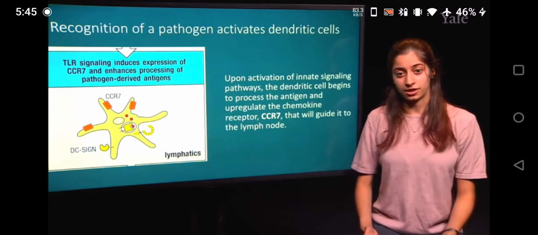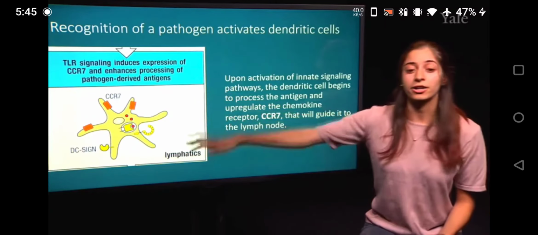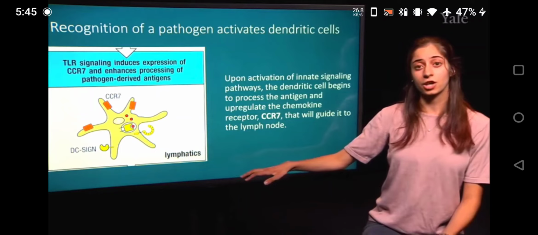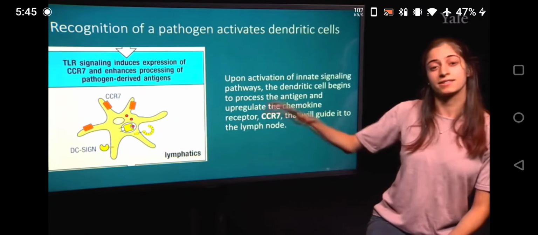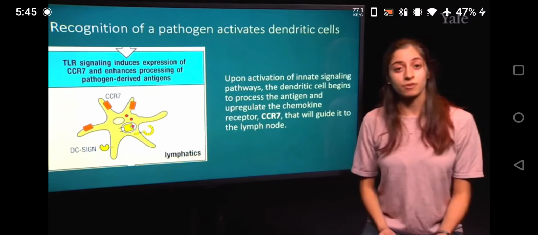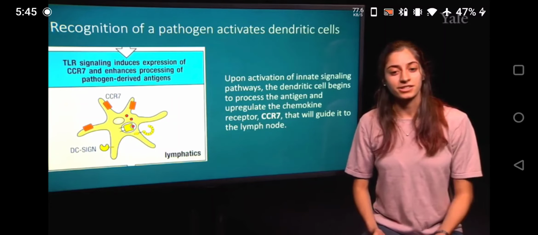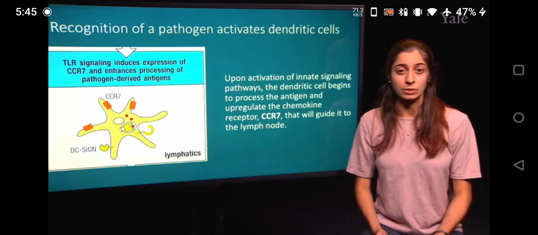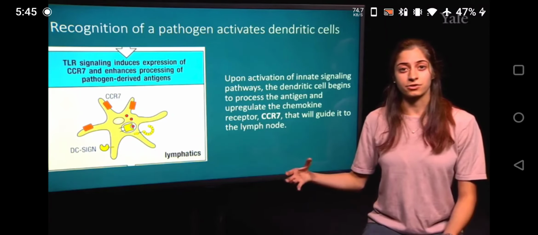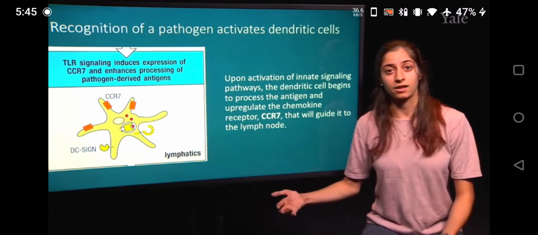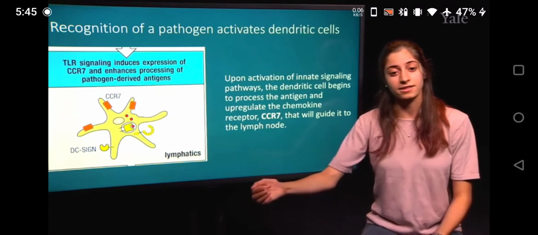Once the dendritic cell has received its innate immune signaling, it will begin to migrate towards the lymph node. This occurs by upregulation of the chemokine receptor CCR7. You'll remember CCR7 from our talks about lymphocyte homing. CCR7 recognizes CCL21, which is being produced by the lymph node. CCR7 on the dendritic cell will allow the dendritic cell to follow the same gradient that T cells are following from the blood vessels to get to the lymph node.